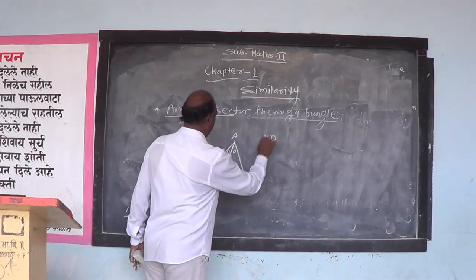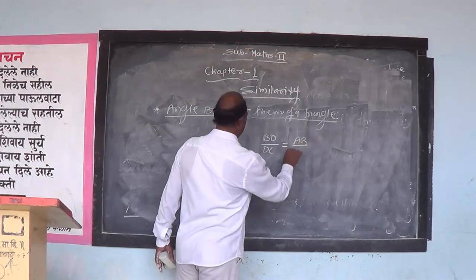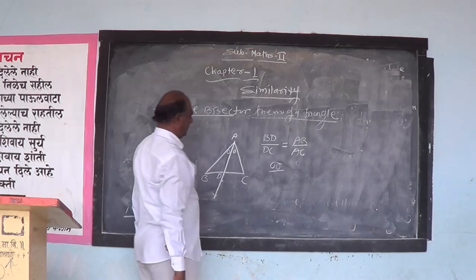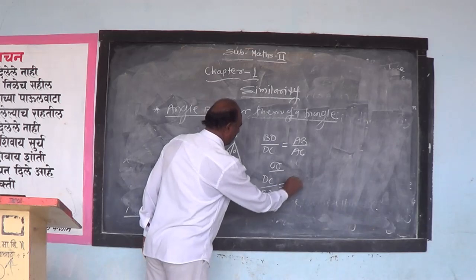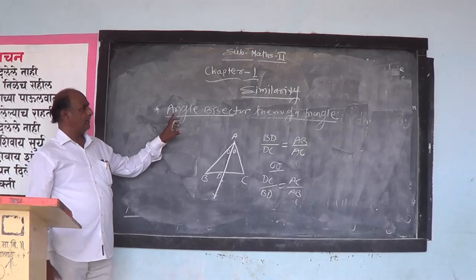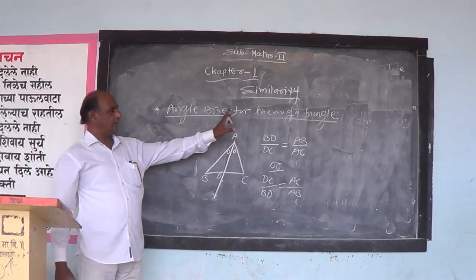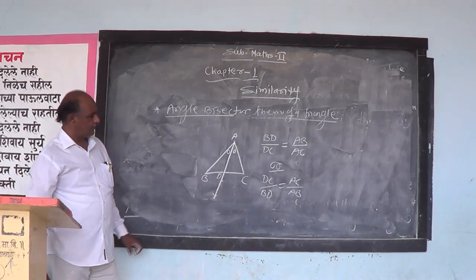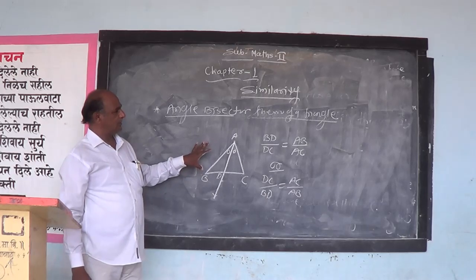Here we get BD upon DC is equal to AB upon AC. We also get another relation, BC upon BD is equal to AC upon AD. This is known as the angle bisector theorem of a triangle. Now we prove this theorem.